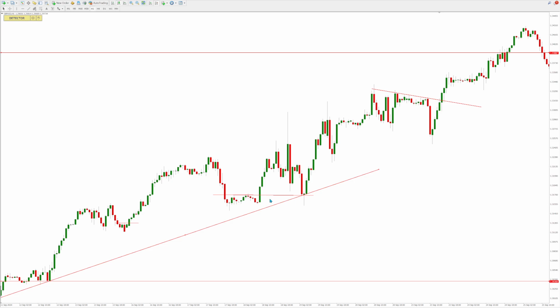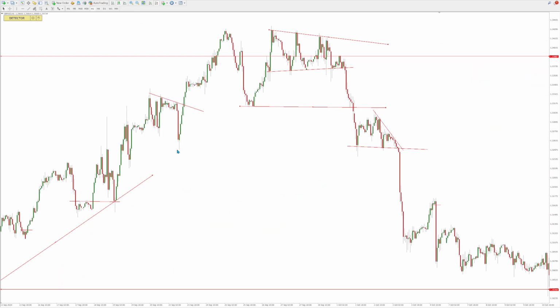That just shows that this level was valid. It was a good level, a strong level. Let's see what it did. Well, there you go. You see that? This just emphasizes the importance of support and resistance. We knew what price was going to do here because we had marked our lines here.